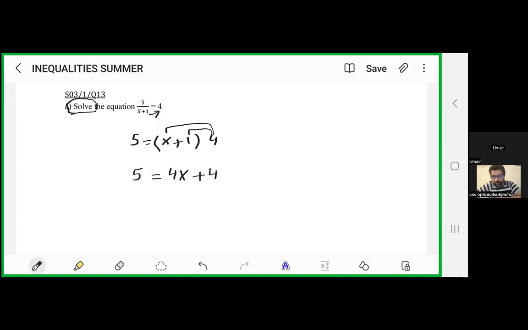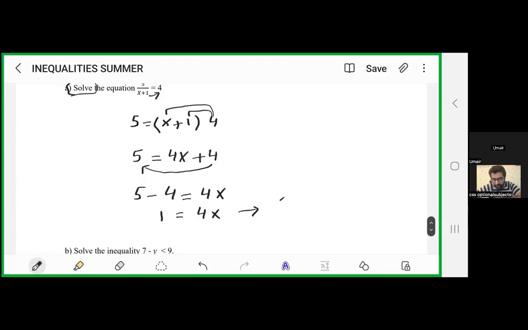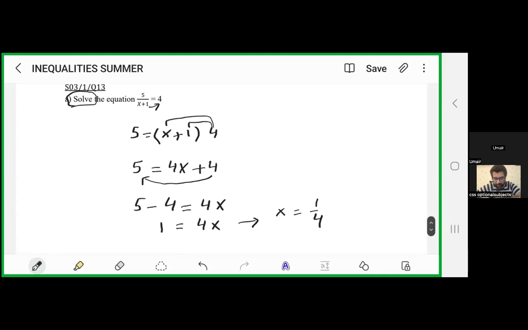Because we have to find the value of the variable, which is x, we have to isolate the variable. Move this 4 to the other side. So 5 minus 4 is equal to 4x. So 1 is equal to 4x. So x will be equal to 1 by 4. So this is the solution of this equation: x is equal to 1 by 4.